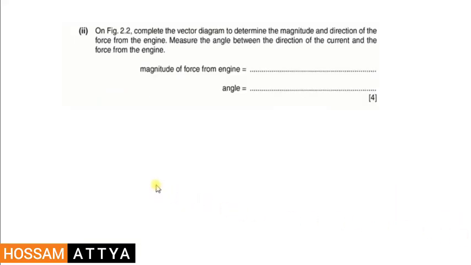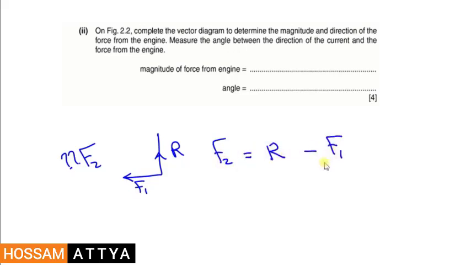On figure 2.2, complete the vector diagram to determine the magnitude and the direction of the force from the engine. Measure the angle between the direction of the current and the force from the engine. Actually, here in this case, we have the resultant force and we have one of the two forces, which means to find the missing force, we need to get the difference between resultant and F1. So this missing force is equal to the resultant minus F1. Resultant minus F1 is the same as resultant plus minus F1, which means that we will keep the same drawing, but we will only reverse the direction of F1 so that we can find the missing force, which is F2.